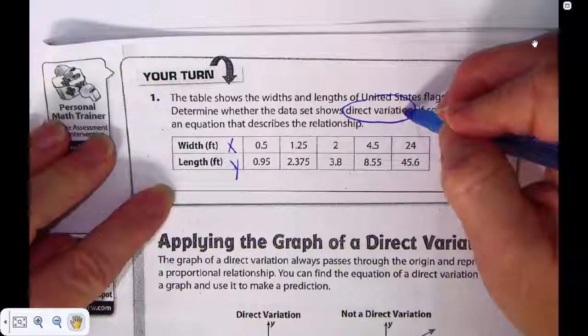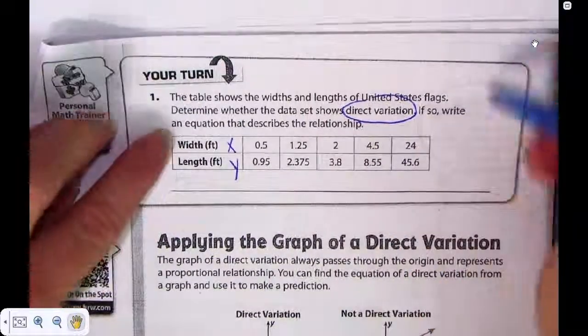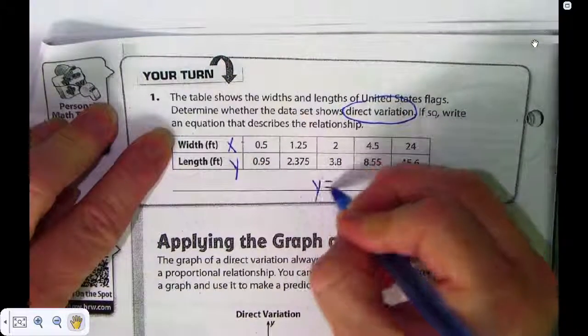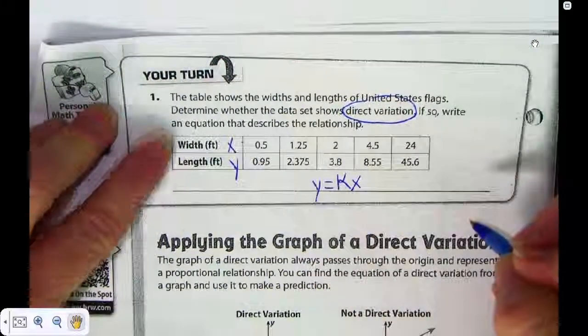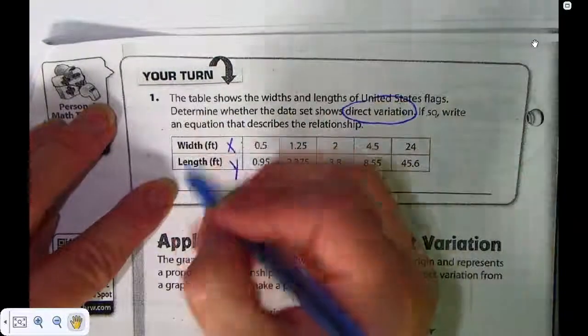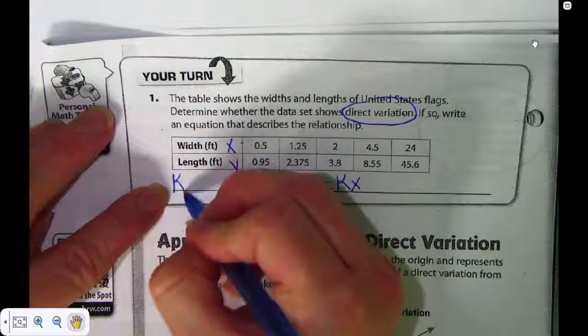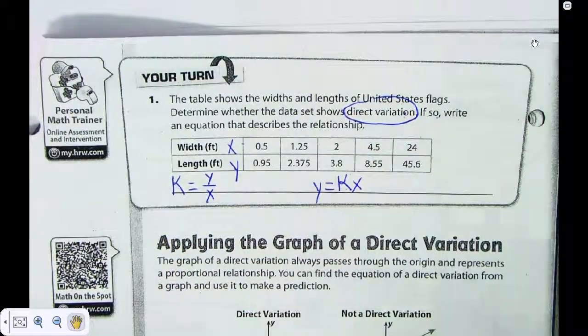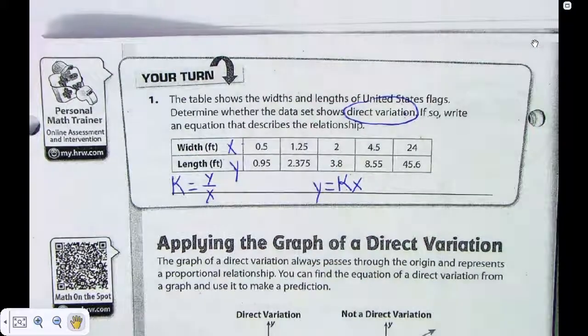So, direct variation. It says, if so, write the equation. Well, the equation's going to be in this form, isn't it? But how do we know if it's direct variation? What am I going to do? There you go. The same thing we've been doing for 4 weeks. It's all coming together to do this.